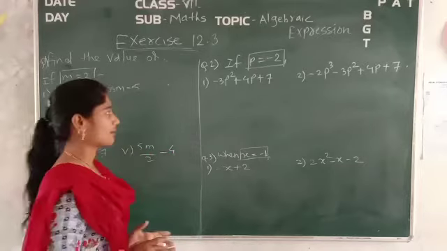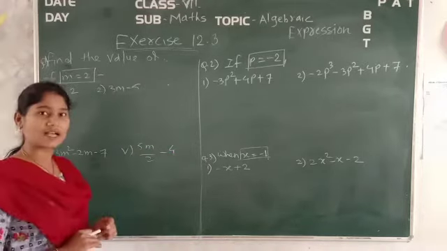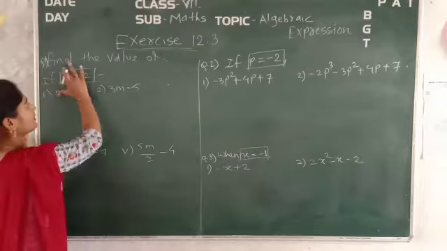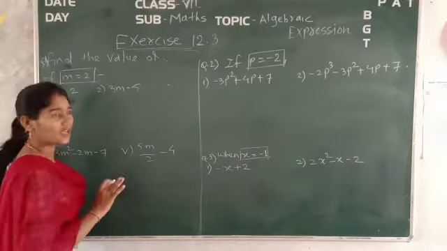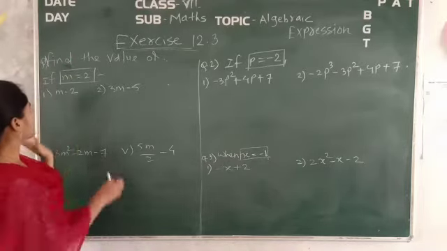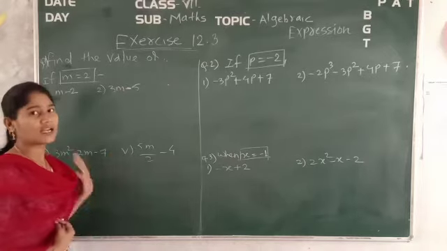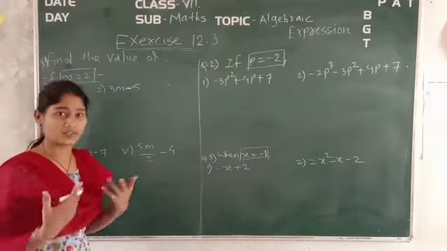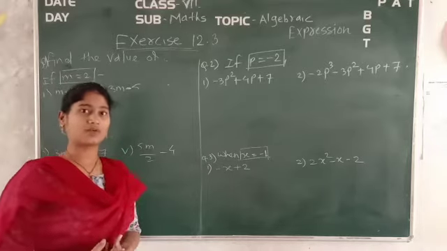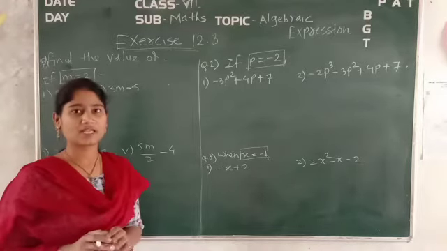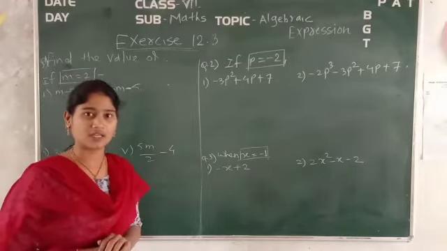Now let's come to the first question. What are they asking you? See, this is the expression that we have. This expression is m minus 2. Here we have 3m minus 5. In between, you have to find out which is the variable and which is the constant. Once you find out the variables and constants, it's very easy to put the value.